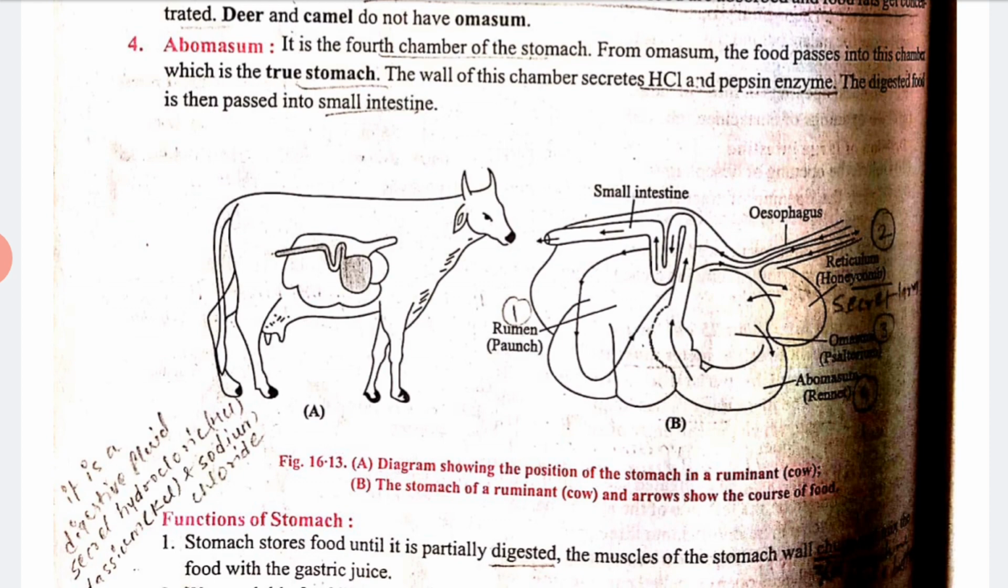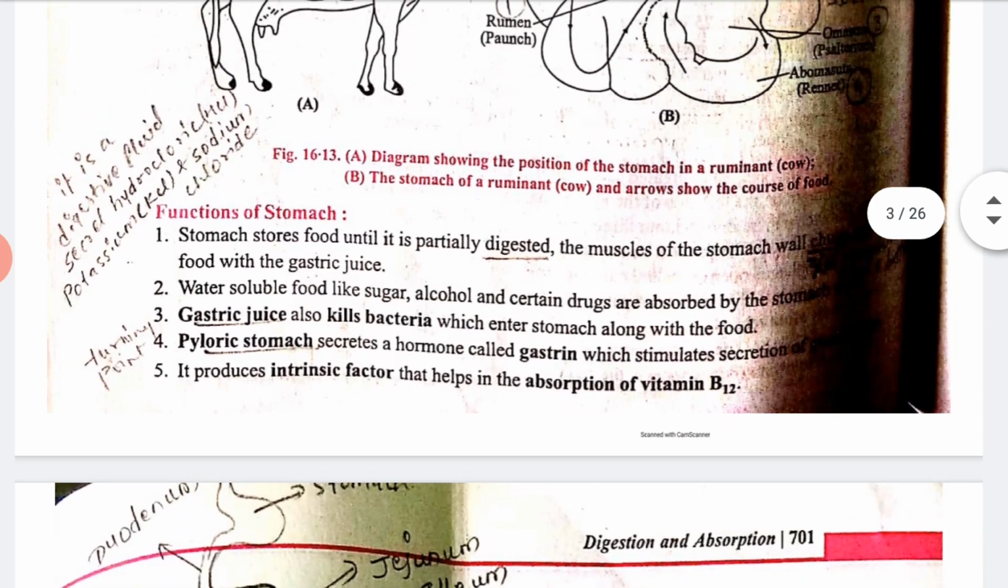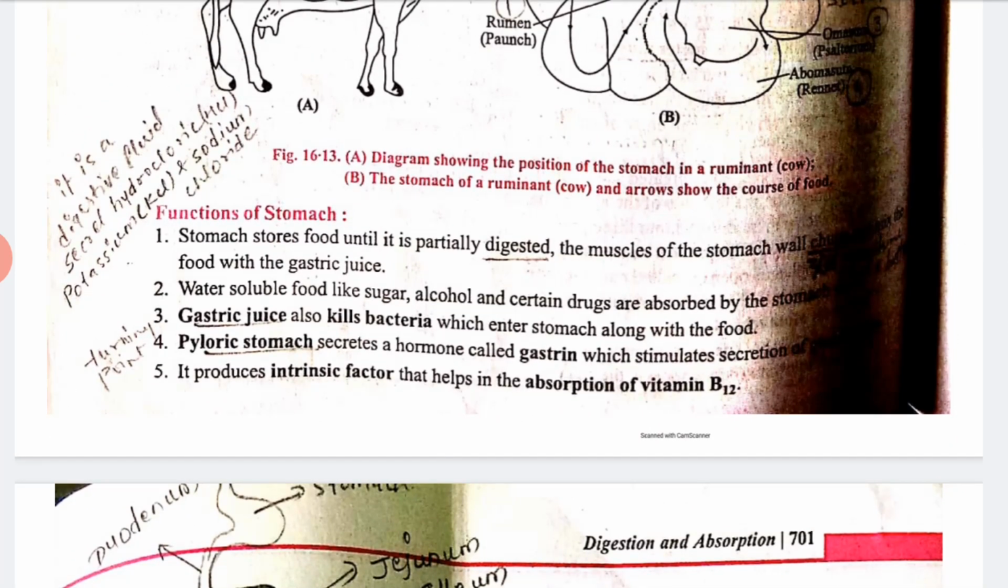Now let's talk about the function of the stomach. We are already aware that the stomach stores food until it is partially digested, and the muscles of the stomach wall churn, that means mix, the food into small pieces and mix the food with the gastric juice. Water-soluble substances like sugar, alcohol and certain drugs are absorbed by the wall of the stomach.